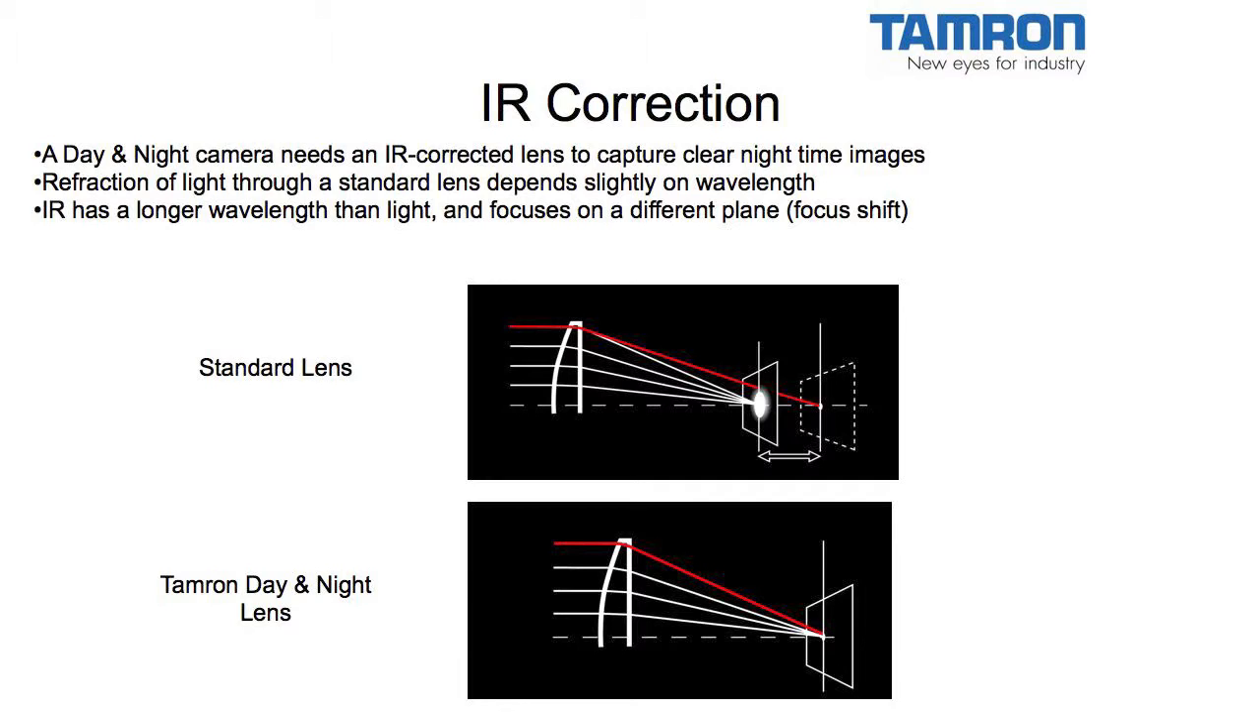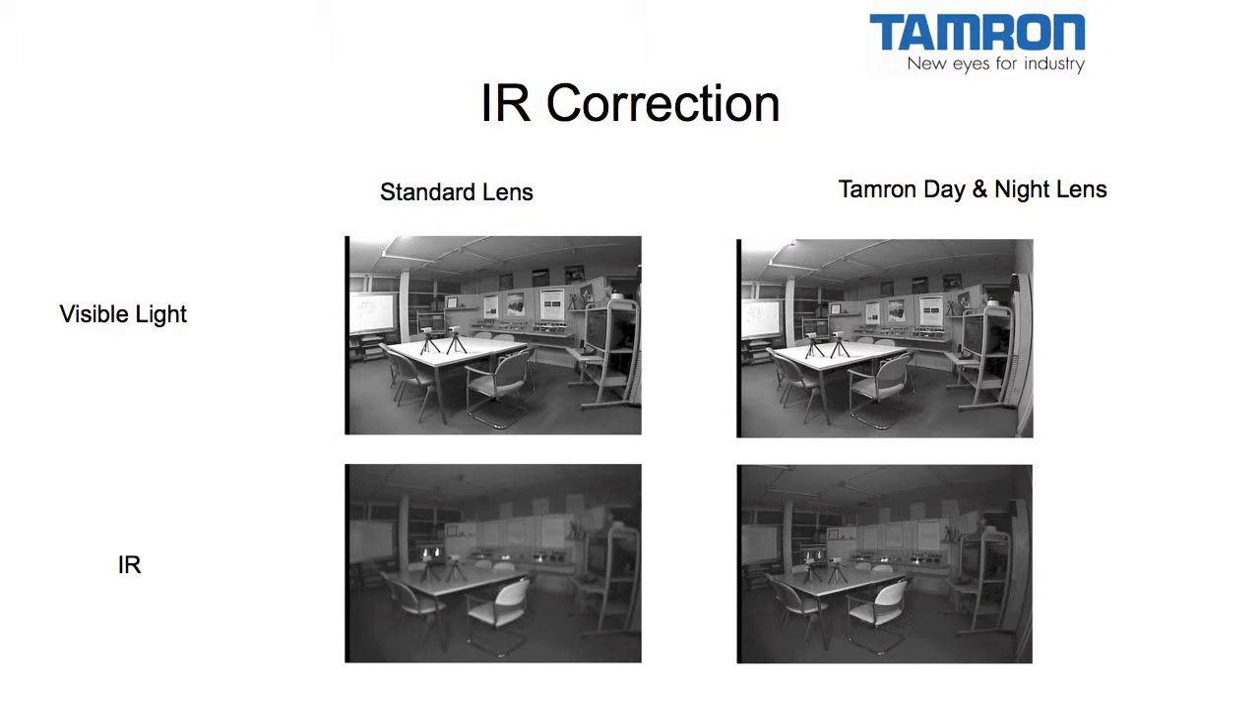Tamron day and night lenses correct focus shift to focus infrared light on the same plane as visible light, resulting in a sharp image whether taken during the day in visible light or during nighttime in infrared. This is a comparison of images taken in visible and infrared light using a standard lens and a Tamron day and night lens. Both of the images taken in visible light are clear and in focus.